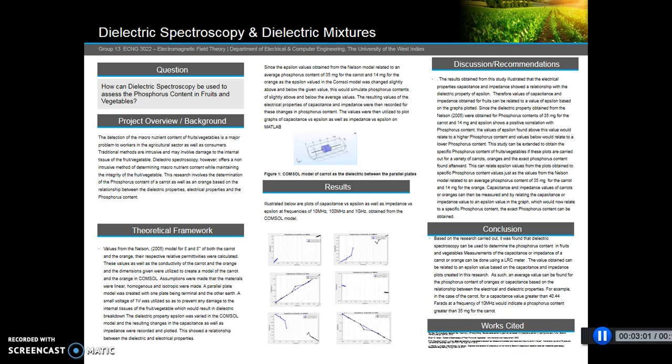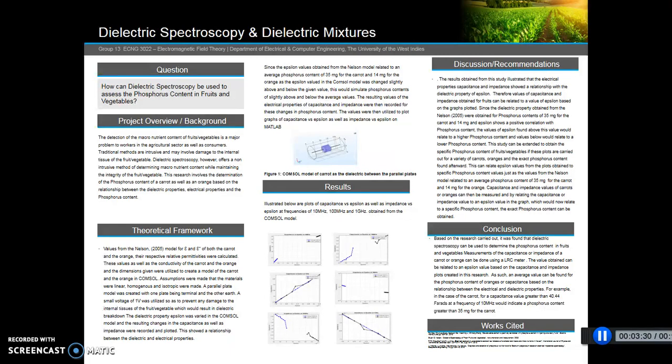From the results, the electrical properties, capacitance and impedance, obtained for the carrot and orange can relate to epsilon based on these graphs. From Nelson's research, providing the electrical properties corresponding to phosphorus content of 35 mg for carrot and 14 mg for the orange, epsilon shows a positive correlation.